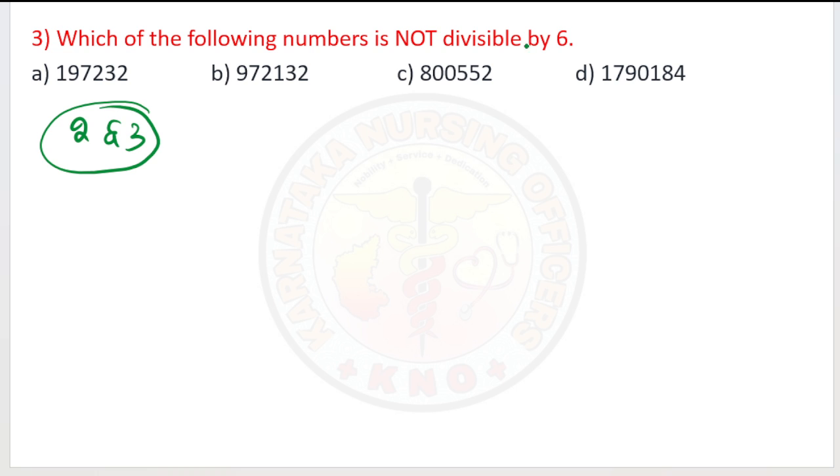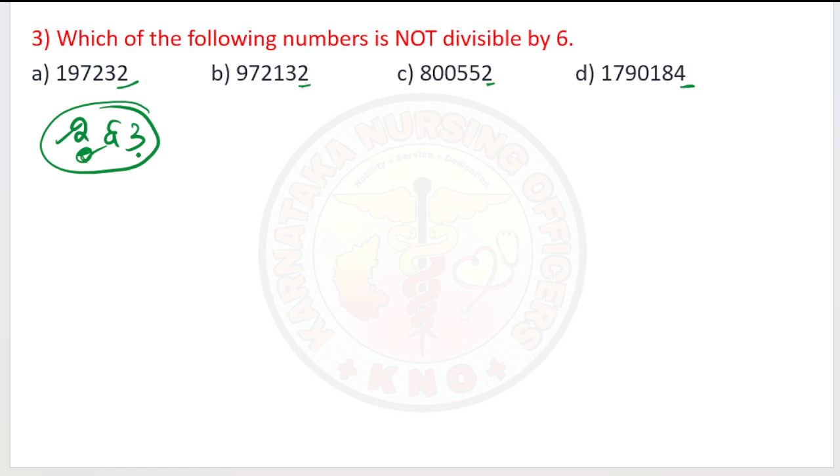So first check the last digit, because the number must be divisible by 2. So we are checking the divisibility rule by 2 by looking at the last digit. The last digit must be an even number for divisibility by 2. All the options have even last digits, so all the numbers are completely divisible by 2.